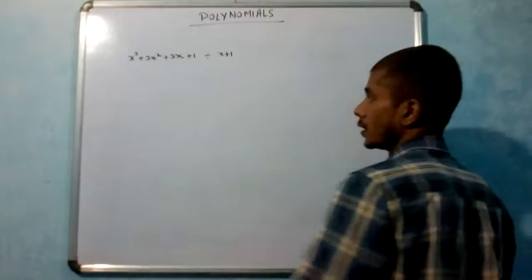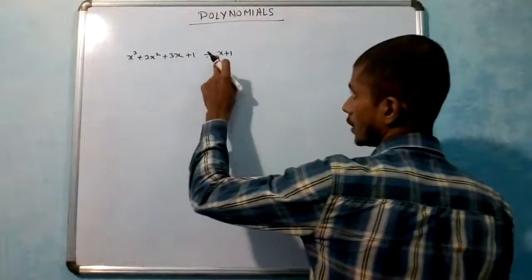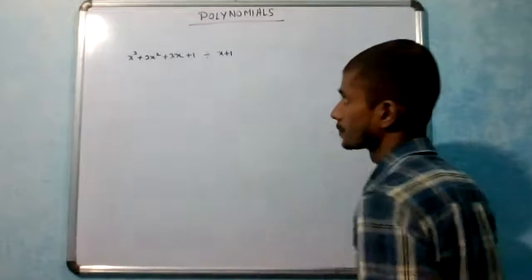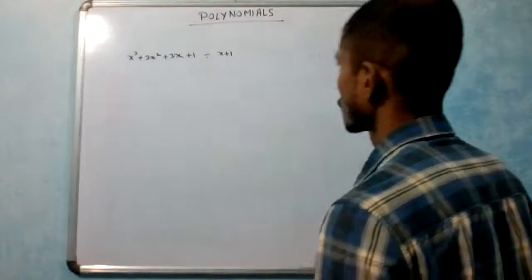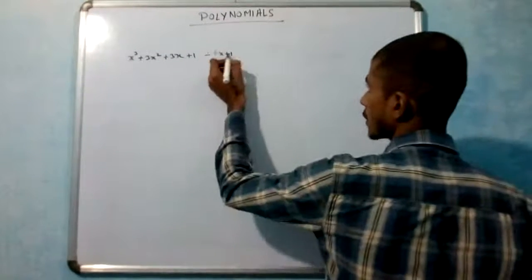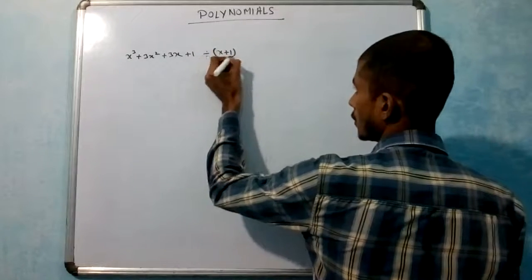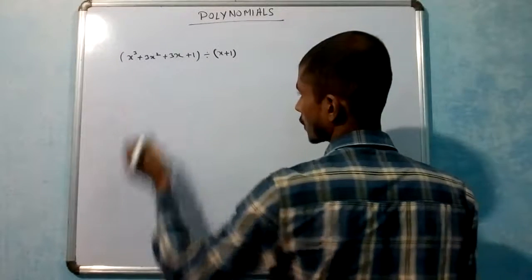Fine. What is written here? That this polynomial is divided by x plus 1. So we have to divide and we have to see. You are going to help me in this division.